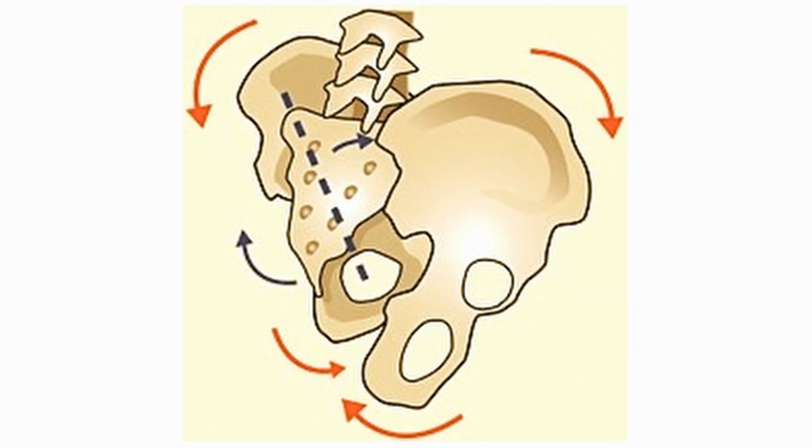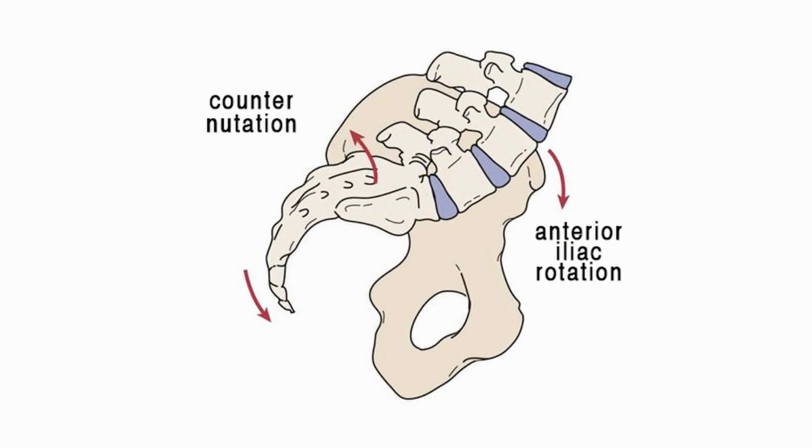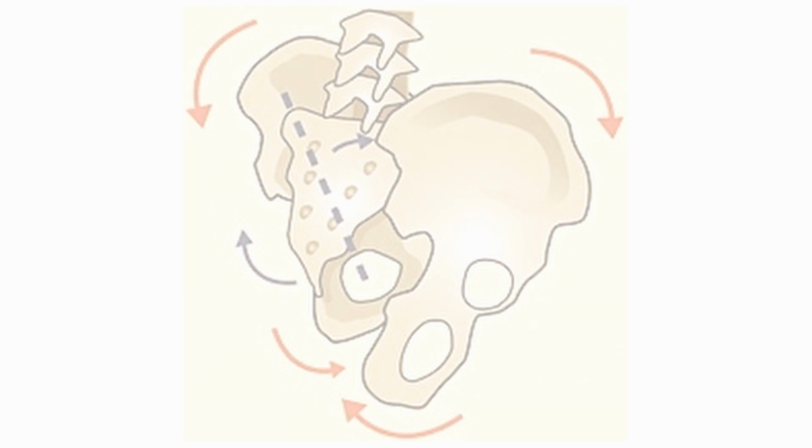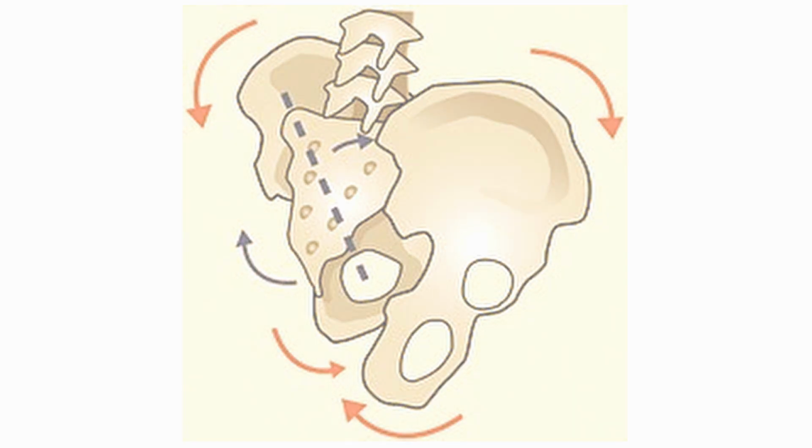However, these pure movements do not occur on both sides during ambulant movement. In fact, one side nutates as the other counter-nutates. From the perspective of the innominate, the equivalent of nutation is posterior rotation, and the equivalent of counter-nutation is anterior rotation. During ambulation, one side posteriorly rotates as the other anteriorly rotates.